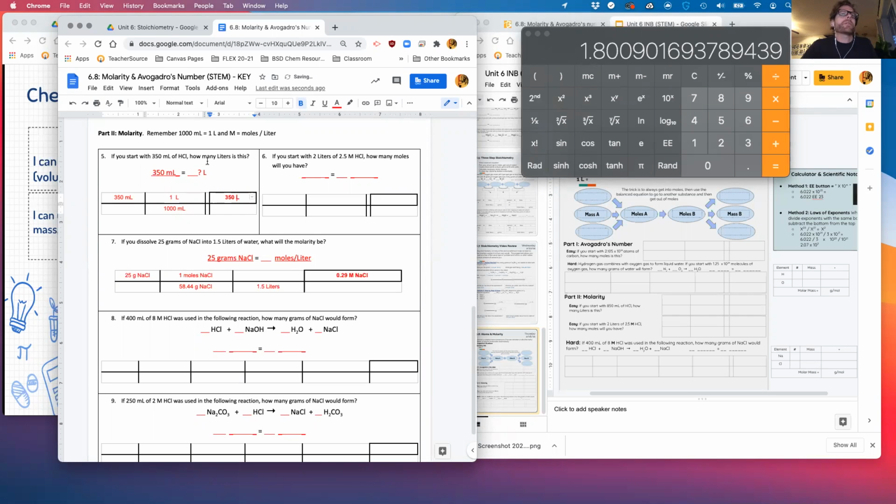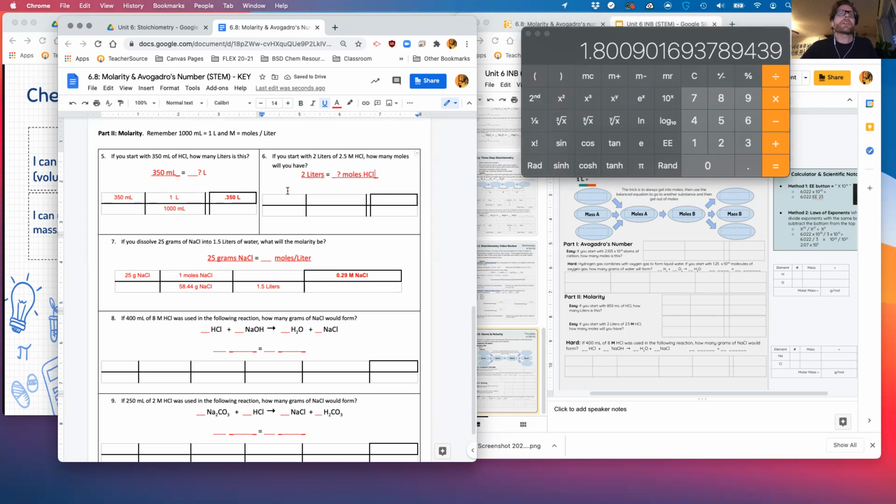Now, a quick way to remember this, 0.350, is you're always just going to move the decimal 3 spots to go to milliliters. So 1, 2, 3 gives me that one. Now on this one right here, I have 2 liters, and we want to know how many moles, the amount of moles of HCl.